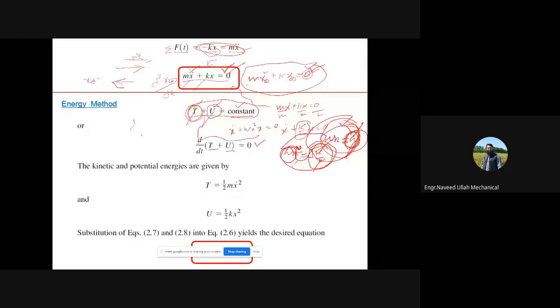summation of F of t is equal to m x double dot. This is the principal equation of using Newton's method. So in this way, the principal equation of the energy method is d by dt of T plus U is equal to zero. So if you have this system, okay?